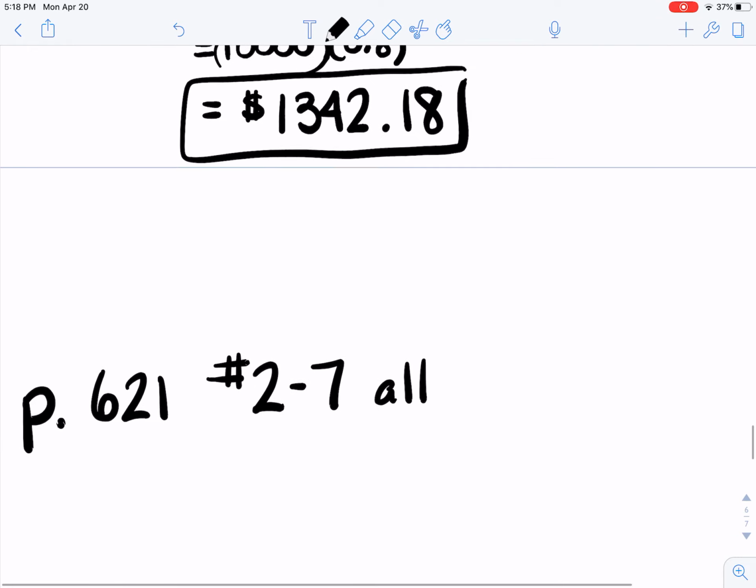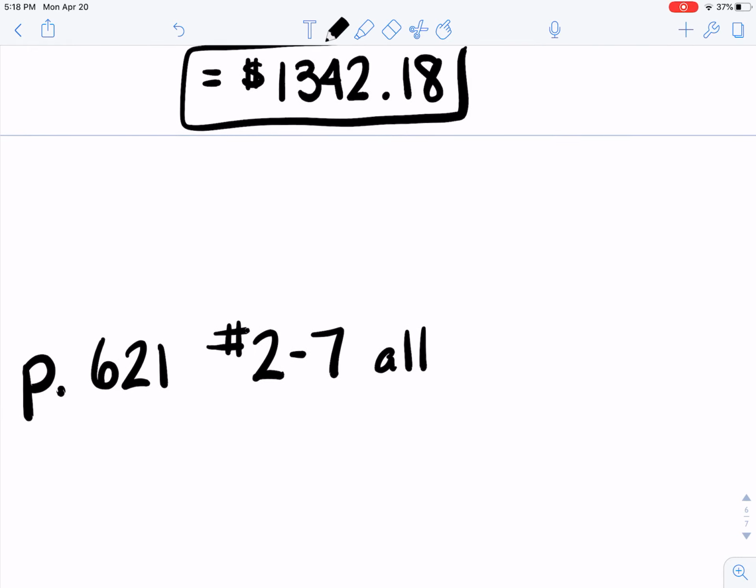Now, what I want you to do is attempt page 621, numbers 2 through 7, all of them. It's an example of each of the problems that we did, and then in a little bit we'll meet back in Zoom and we'll discuss those and make sure you know what you're doing. See you in a bit.